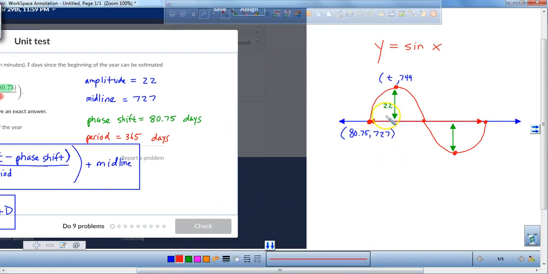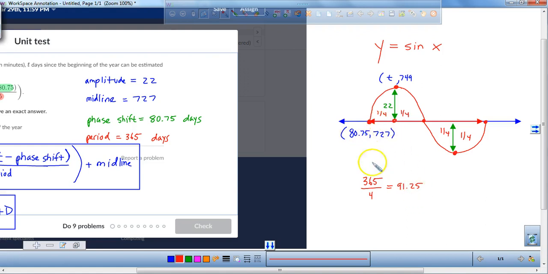That means all I got to do, hopefully you can kind of see how this is broken down into quarters. Like that's a quarter, that's a quarter, that's a quarter, that's a quarter. So we're going to take 365 and break it down into a quarter, and that's going to give us 91.25. So the distance between right here and right here is just 91.25.